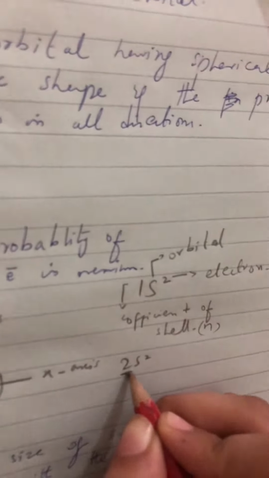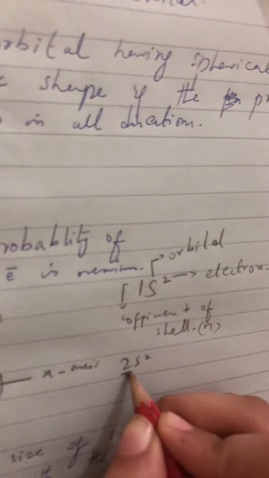Now the 5 orbitals are designated as dxy, dxz, dyz, dx square minus y square and dz square. These are the orbitals of d as I have written with the axes.